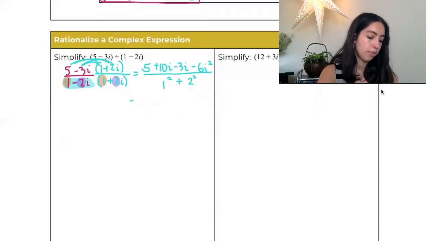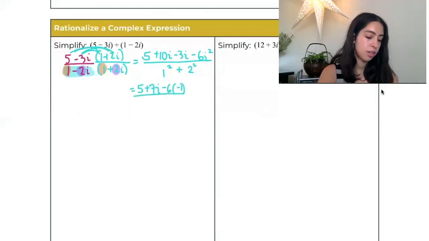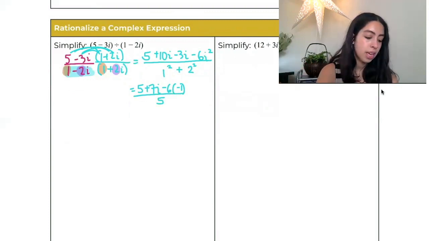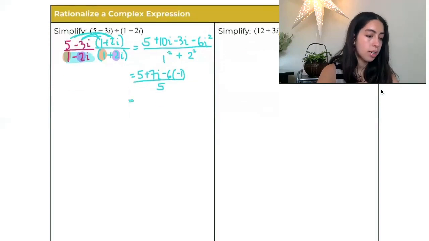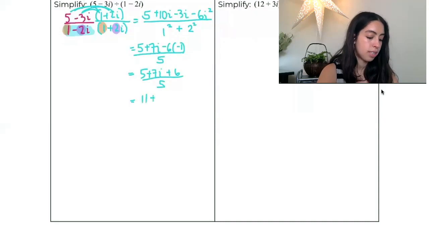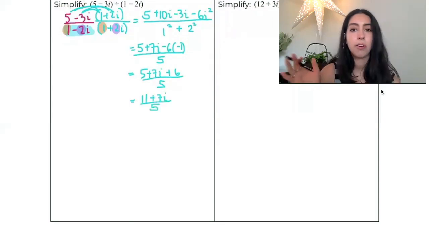From here, we're going to simplify. So simplify the numerator. That's going to give us 5 plus 7i minus 6 times negative 1 divided by 1 plus 4 is 5. So see how we just turned that denominator into a real number? That's what we needed in order to actually divide. And then we're going to keep simplifying the top part. I see here we've got 5 plus 7i plus 6 divided by 5. And so that's going to simplify to 11 plus 7i divided by 5.